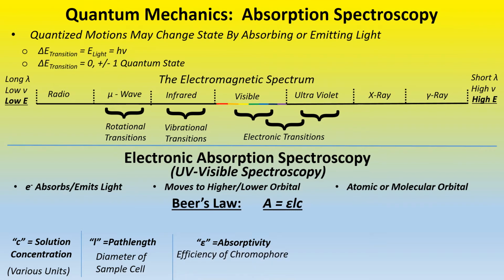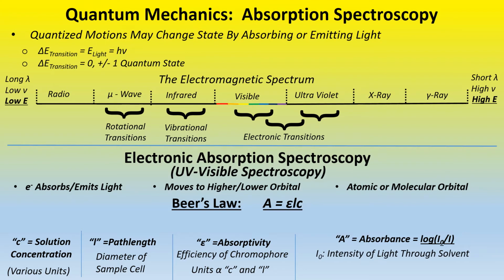The units are not absolute. You have to be careful when using epsilons to see what they were measured in, because the units are proportional to the concentration and length units used. Finally, A, the absorbance, is also not a direct measurement, because every single sample is going to be dissolved in a solvent. Absorbance is equal to log of I0 over I, where I0 is the intensity of light passing through the solvent, I is the intensity of light passing through the sample, and you always therefore need a reference of pure solvent.